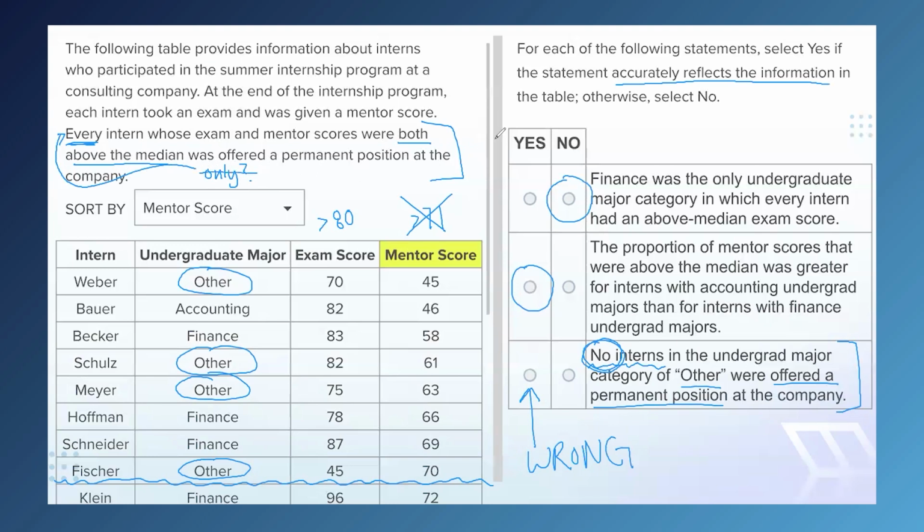No, we don't. It could be that above median exam and mentor scores are sufficient, but not necessary, such that candidates with them are guaranteed a permanent position, while candidates who do not meet this bar are reviewed on a case-by-case basis. And this is the statement that makes this question so hard. Test takers are prepared for these kinds of logic games on DS and CR, but they don't necessarily expect them when they're also analyzing a table.